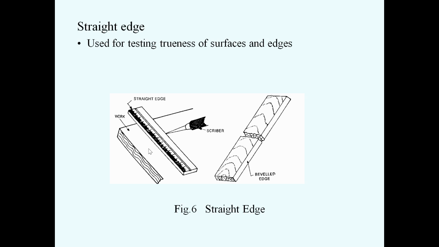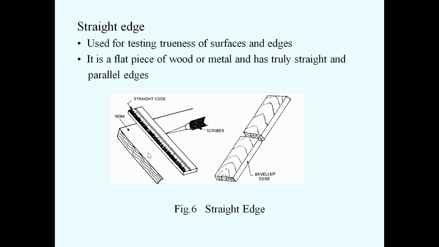Straight edge is used for testing trueness of the surface of the workpiece and edges. It is a flat piece of wood, or it can be made of metal, and it has truly straight and parallel edges.